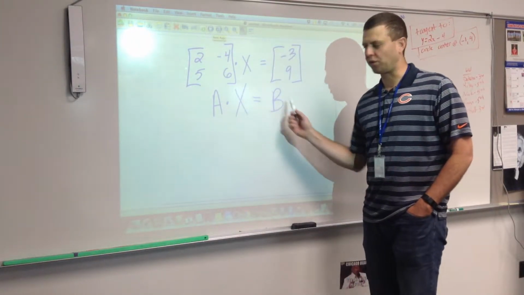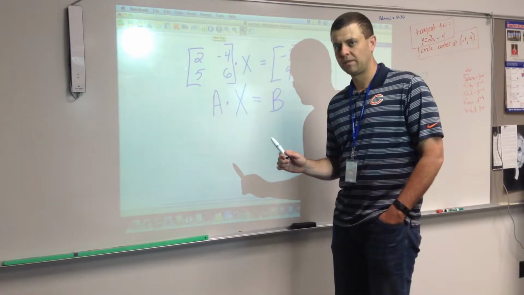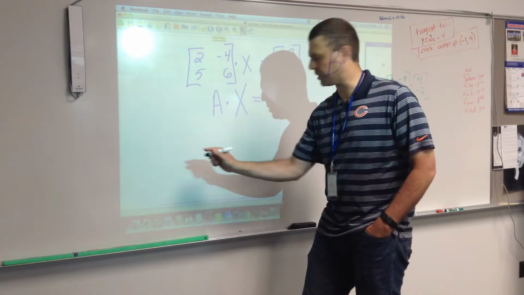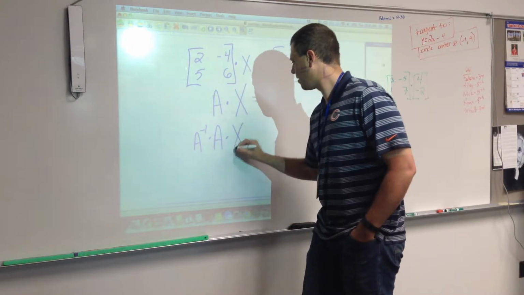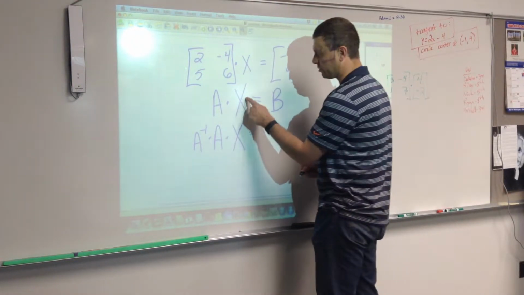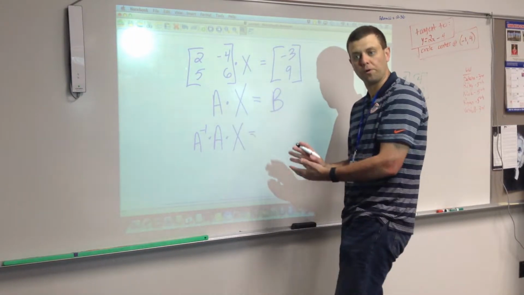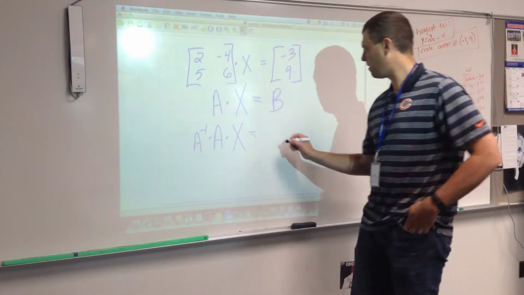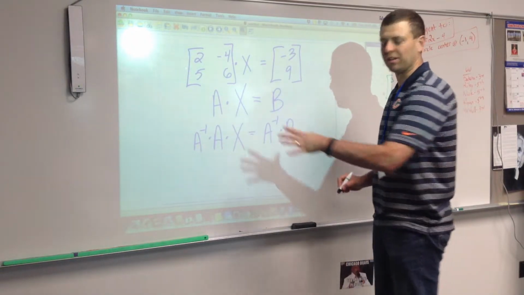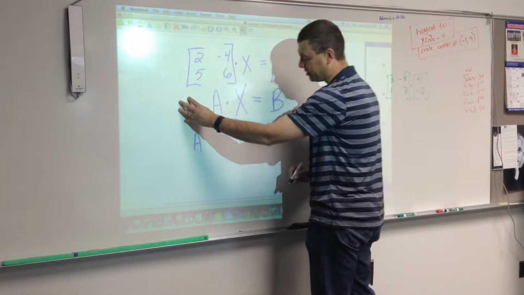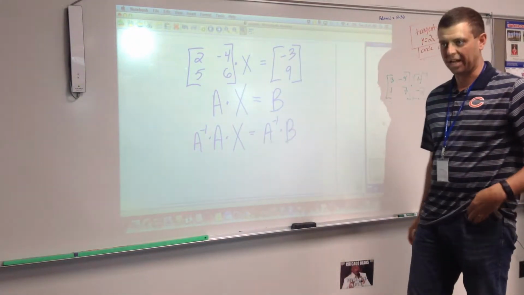So to solve this for x, I need to multiply by the inverse. Now, because order is important, I need to left multiply both sides by the inverse. What does that mean? I can't just put times A inverse on the right side of it. Remember how I talked about how order of multiplication was important? So if I multiply the left side of this equation by A inverse, I have to multiply the left side of this part of the equation by A inverse as well.